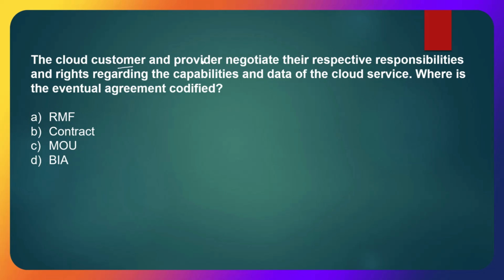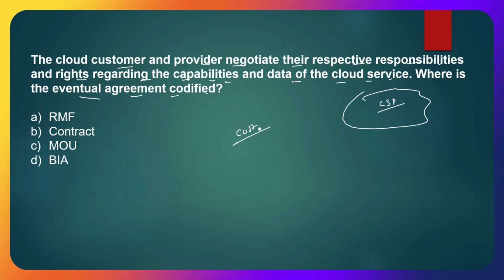The cloud customer and the provider negotiate their respective responsibilities and rights regarding the capabilities and data of the cloud service. Where is the eventual agreement codified? So as a customer, if I want to do business with this particular CSP, who will define the terms? There should be somewhere to capture the terms, the conditions, expectations, and uptimes and everything. Where will it be codified?